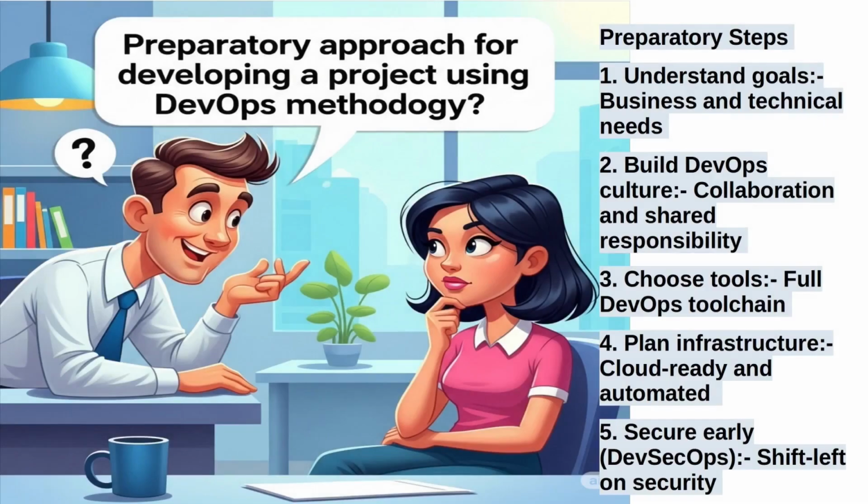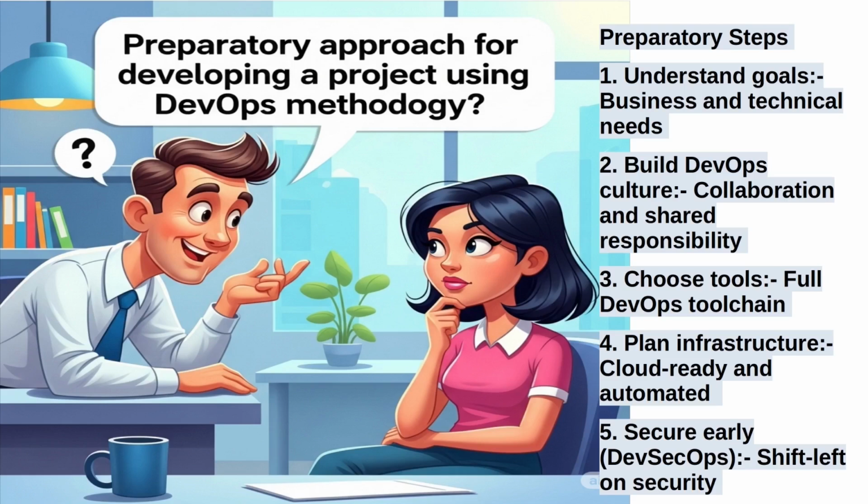Like first step, understand goals, means what will be the business and technical needs, like faster releases, maintaining high availability. Who will be the stakeholders like Dev, Ops, QA, security, product team? What will be the architecture of the application, like monolith or microservices? Second step, build DevOps culture, means keep a mindset of shared responsibility. Keep cross-functional teams like Dev, QA, Ops, security working together. Follow Agile practices.